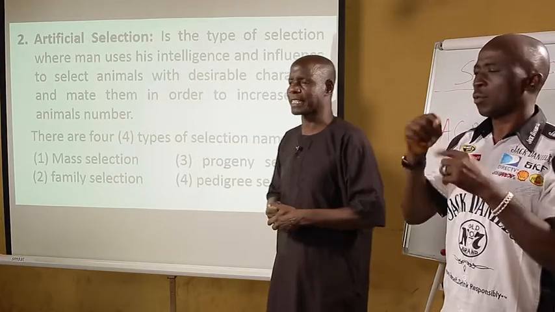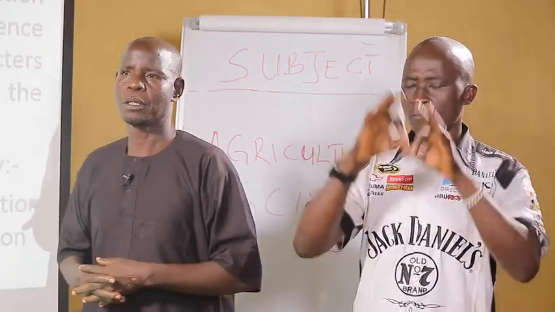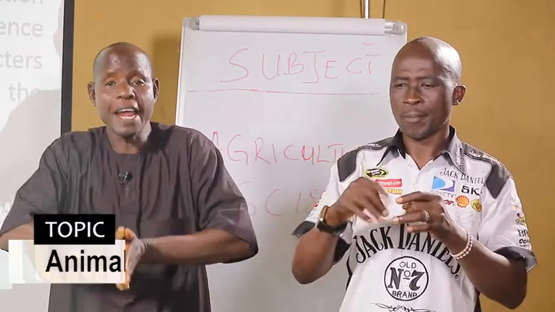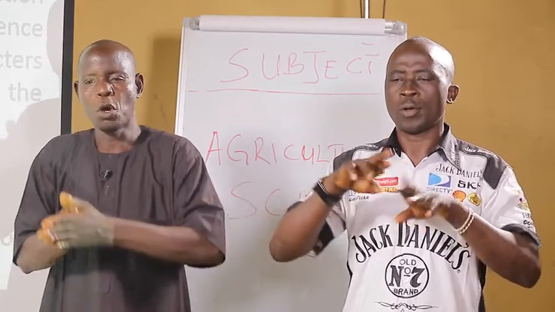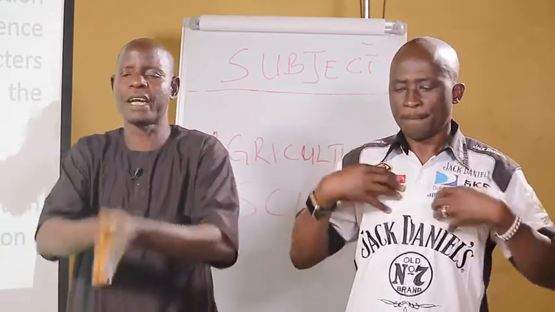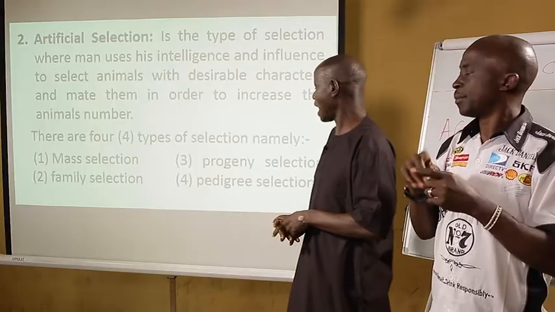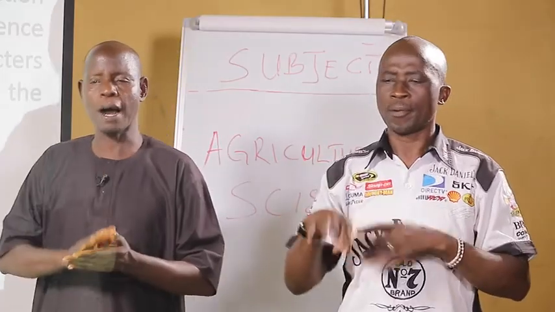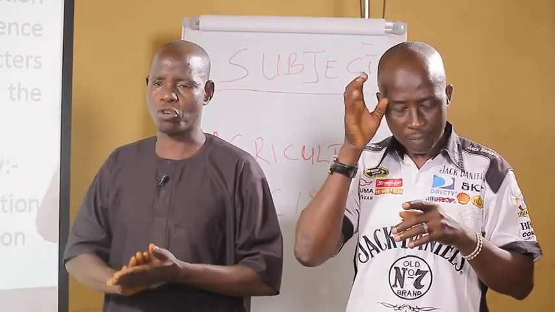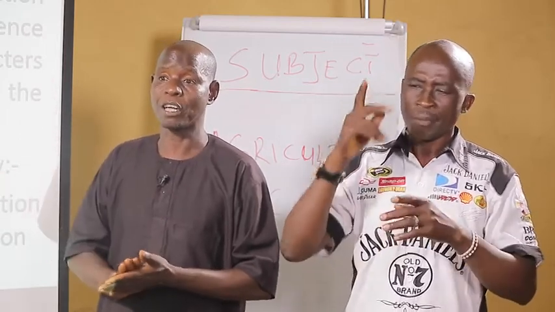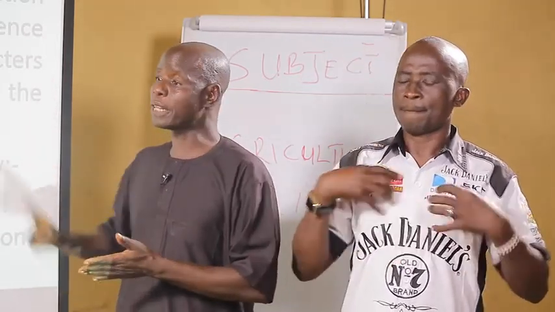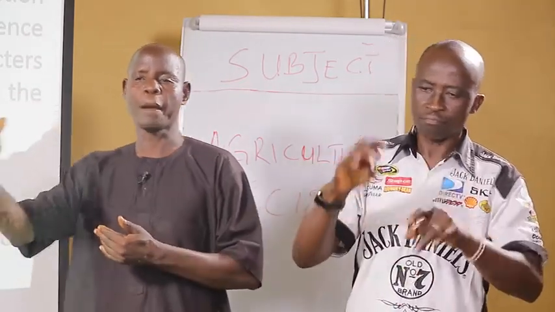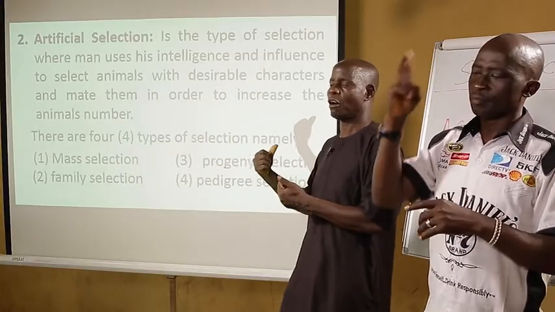When we have the family selection, the farmers select the animals to be bred based on the relationship. That is, animals that are closely related in a family. Then we have pedigree selection. Here the farmer considers the history of the ancestors or the parents of the animal you are selecting. In other words, the farmer is selecting the offspring because of the history or performance of their ancestors.